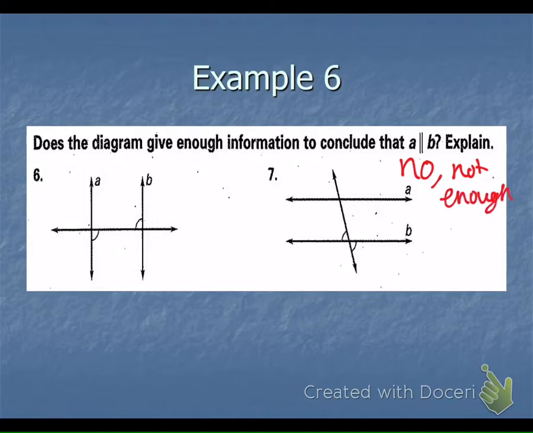I'm just looking at the line. What type of angles are these? Corresponding. I mean, alternate. Wait. Those are like the same side interior, aren't they? Nope. Alternate, nope. Alternate interior, nope. What's that? I'm not sure.